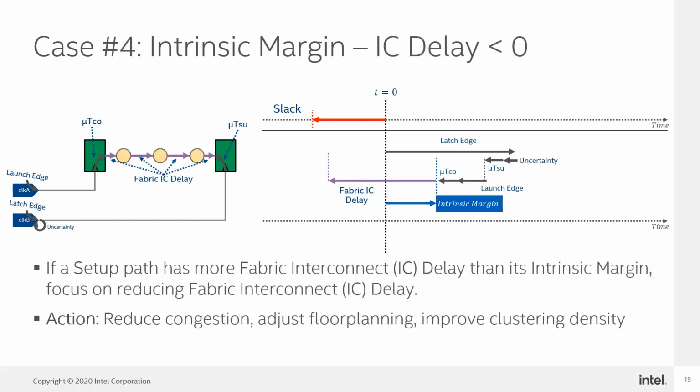And finally, if intrinsic margin minus fabric interconnect delay is negative, then just wiring everything up on the data path is causing us to fail, and we know to focus on reducing congestion, adjusting our floor plan, or improving clustering density.